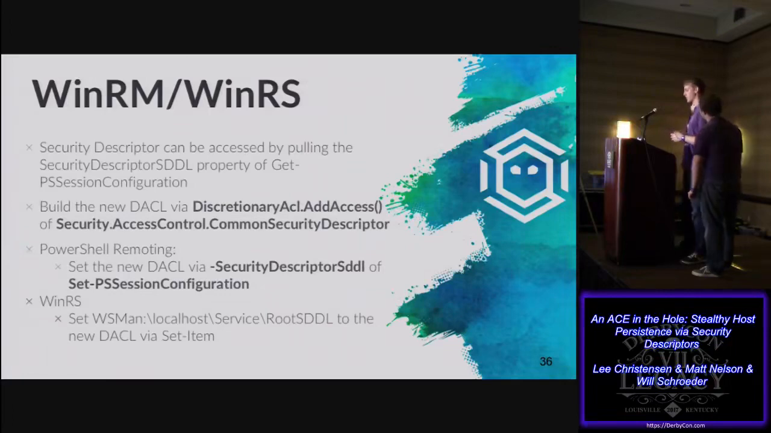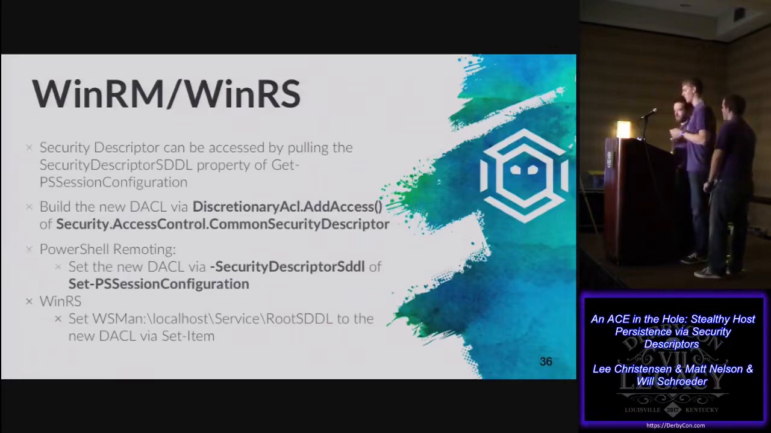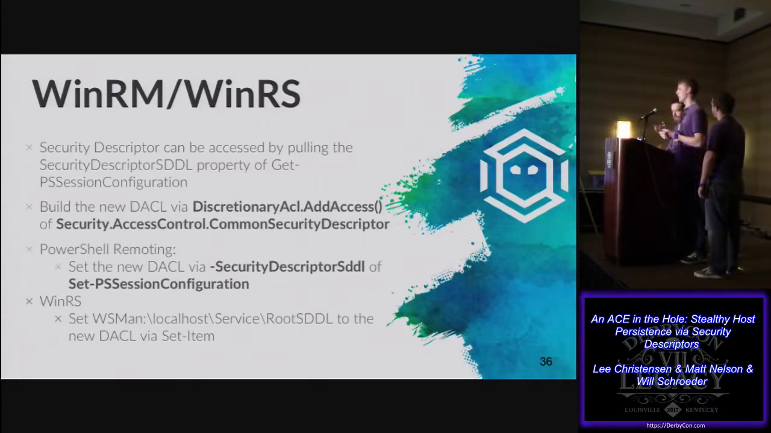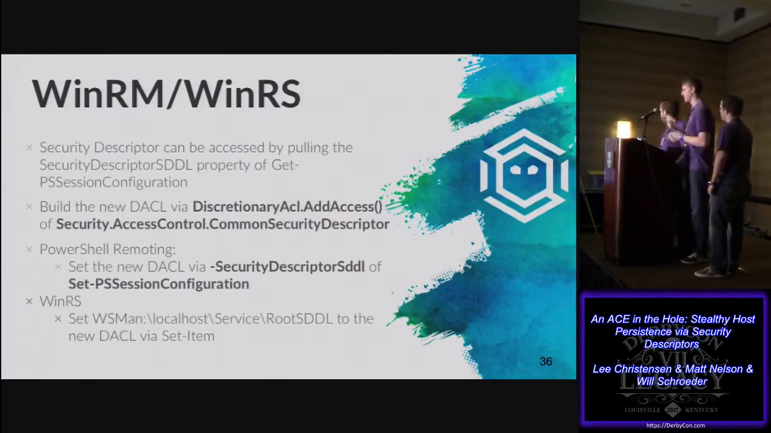The security descriptors for the objects are all different and enumerated differently, like Lee said earlier. So for the WinRM and WinRS services, we have to actually call the security descriptor SDDL, which is the string version of the security descriptor of the PowerShell remoting or WinRM/WinRS configuration. It's not stored in the service control manager or in the registry, for example. So we can use Get-PSSessionConfiguration to give us the actual security descriptor for PowerShell remoting.